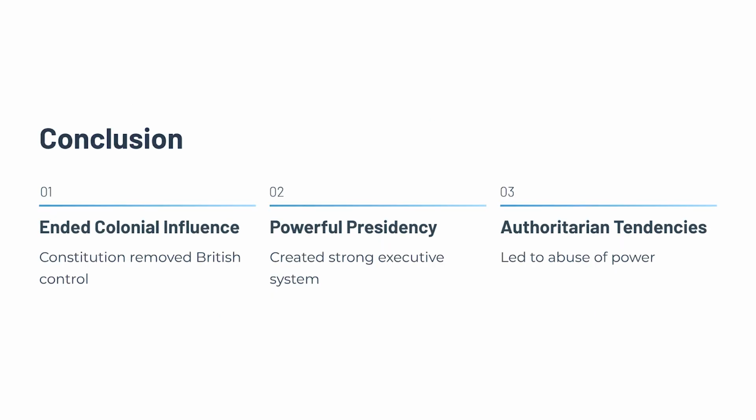In conclusion, the 1960 Constitution was very important for Ghana. It finally ended British colonial influence by removing the Queen as our head of state. It also created a very powerful presidential system that centralized all authority in the president. However, this system developed authoritarian tendencies, which led to abuses of power and eventually caused the coup in 1966. The story of the First Republic remains a powerful lesson for Ghana about the importance of balance in leadership, democracy, and our constitution.